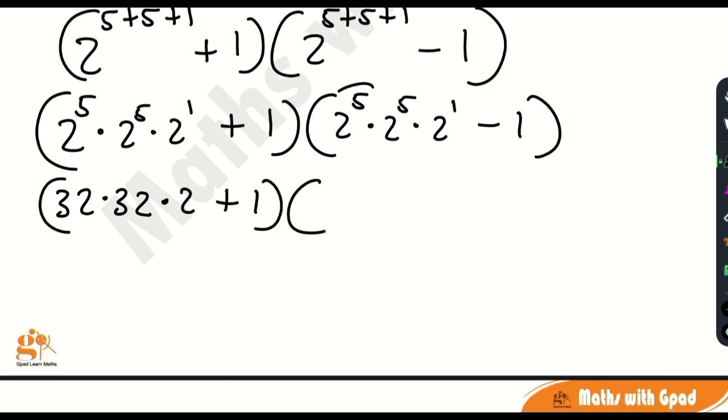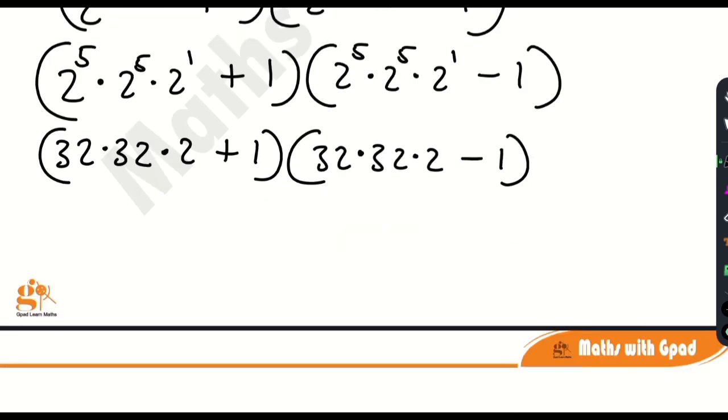What about this one? The same thing. 2 raised to the power 5 is 32. This is not a decimal point, it is a times dot, then times 2 minus 1. Now we have just a little challenge: 32 times 32. We can easily multiply that. That should not be a problem. 2 times 2 is 4. 2 times 3 is 6. 3 times 2 is 6. 3 times 3 is 9.